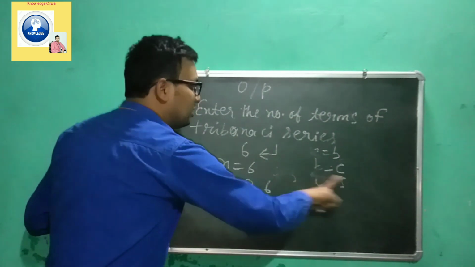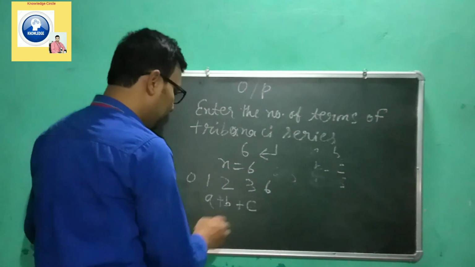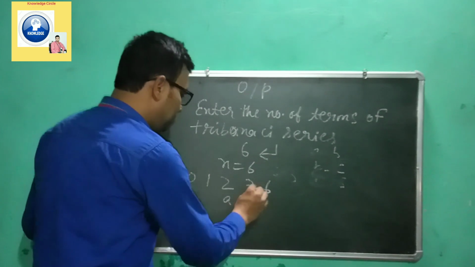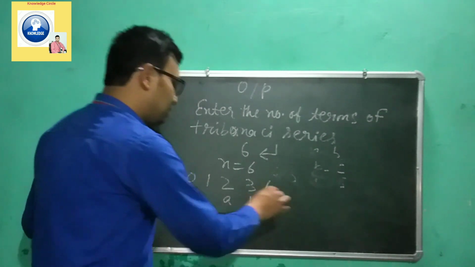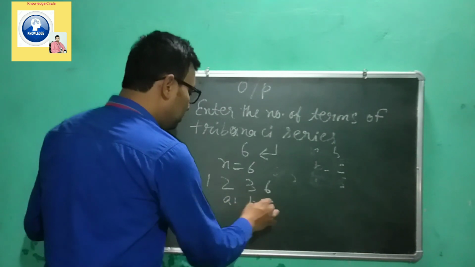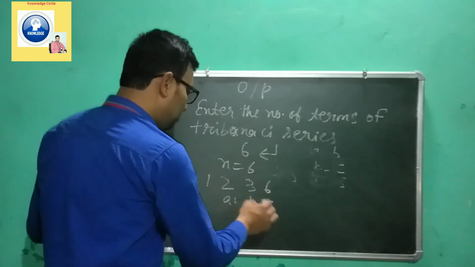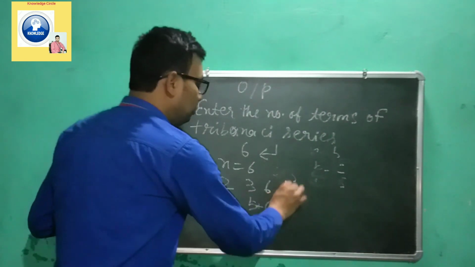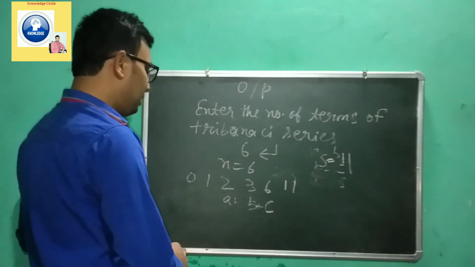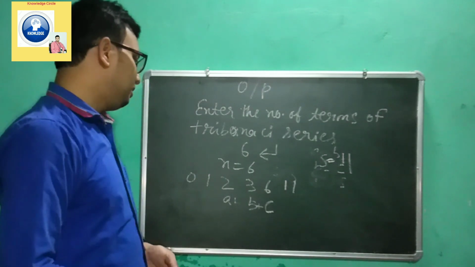Okay, now let's change it again. The same process, shifting by 1. So now 2 will be A, 3 will be B, and 6 will be C. Now again there will be the total, so let's do the total. It will be 6, 3, 9, 9, 2, 11. What is the value of S now? 11. Okay, again shifting will be done.